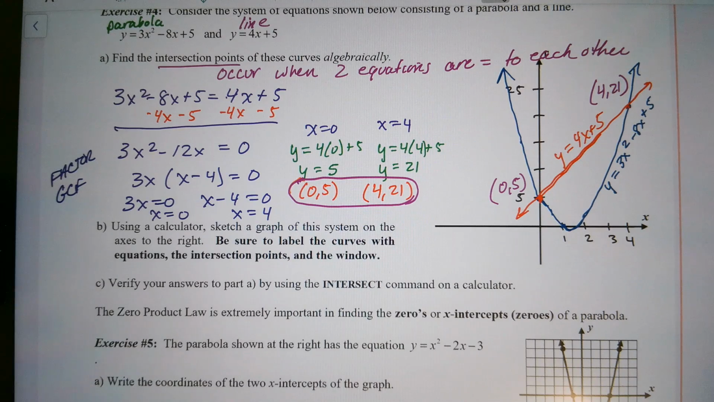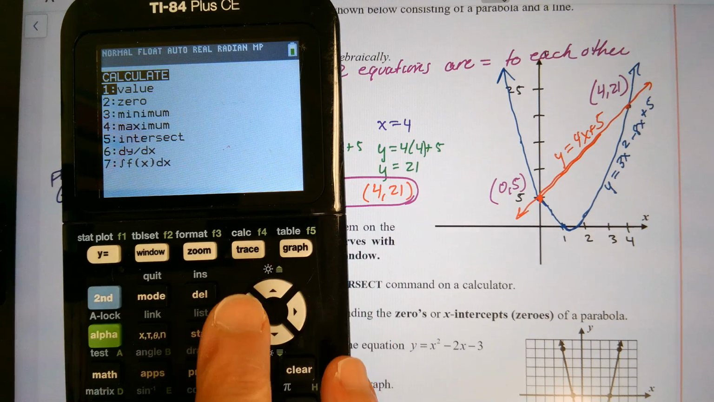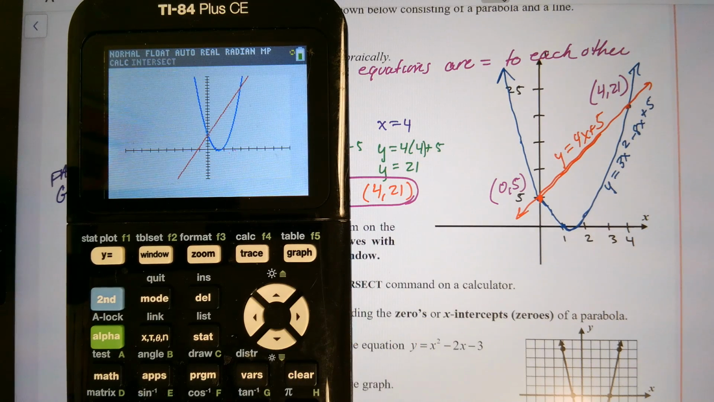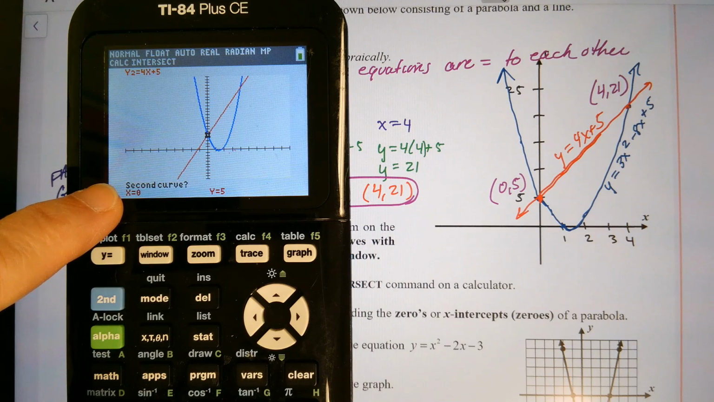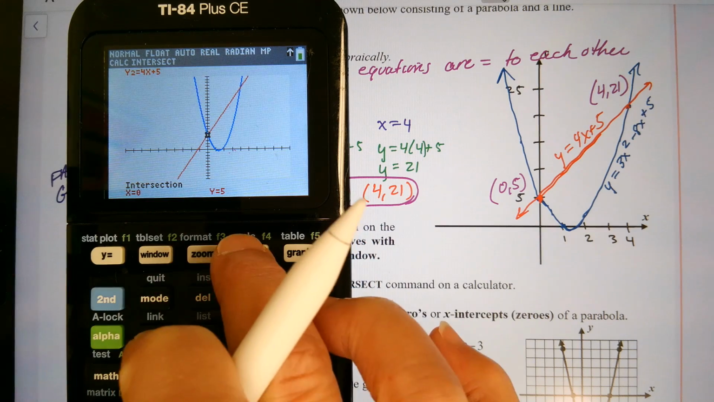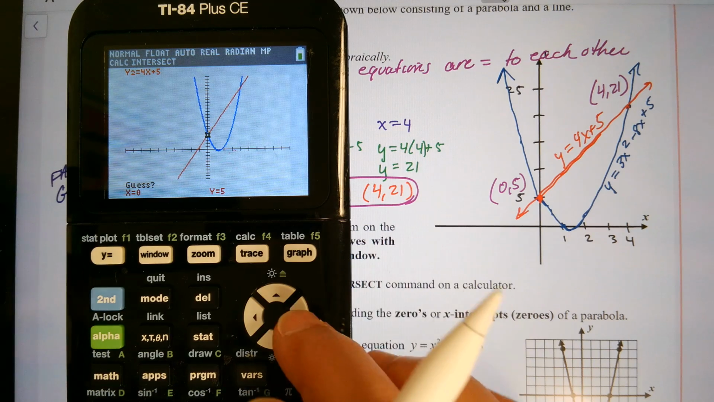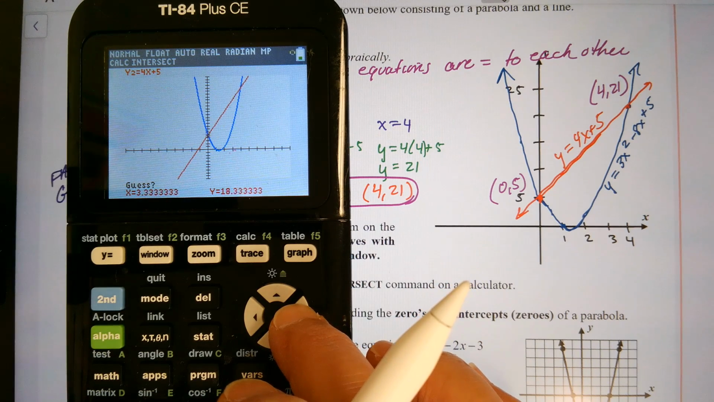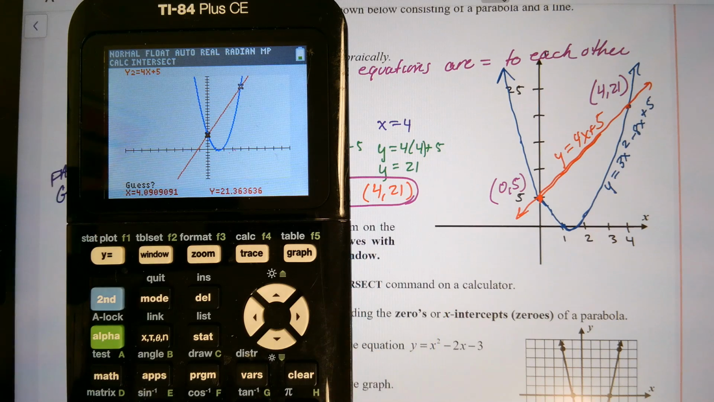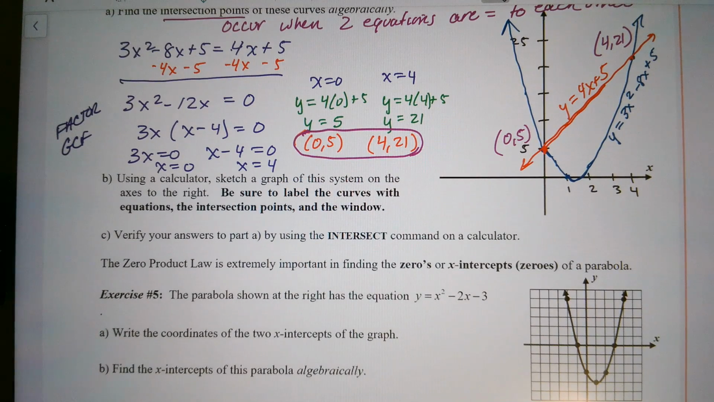Verify your answers to part A by using the intersect command on the calculator. So second trace, number 5. First curve, you just press enter. Second curve, enter. Guess, press enter. 0, 5. And then do that again. Second trace, number 5. First curve, enter. Second curve, enter. Guess. I have to move it closer to the other point of intersection, otherwise it's going to give me the same point it just determined. (4, 21), so that's correct. The zero product law is extremely important in finding the zeros or x-intercepts of a parabola.